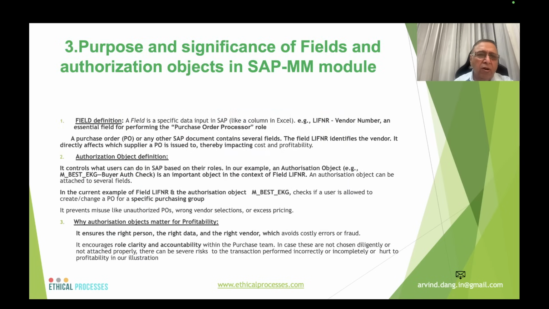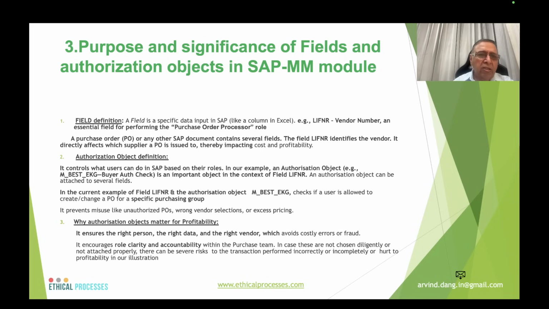So let me talk now about what a field is. A field is a specific data input in SAP, like in Excel. For example, LIFNR. This is the vendor number, an essential field for performing the purchase order processor role. A purchase order or any other SAP document contains several fields. So this is just one field I have referred to, and this field LIFNR identifies the vendor, and it directly affects the supplier. A PO is issued only to the relevant supplier, which otherwise can impact cost and profitability.